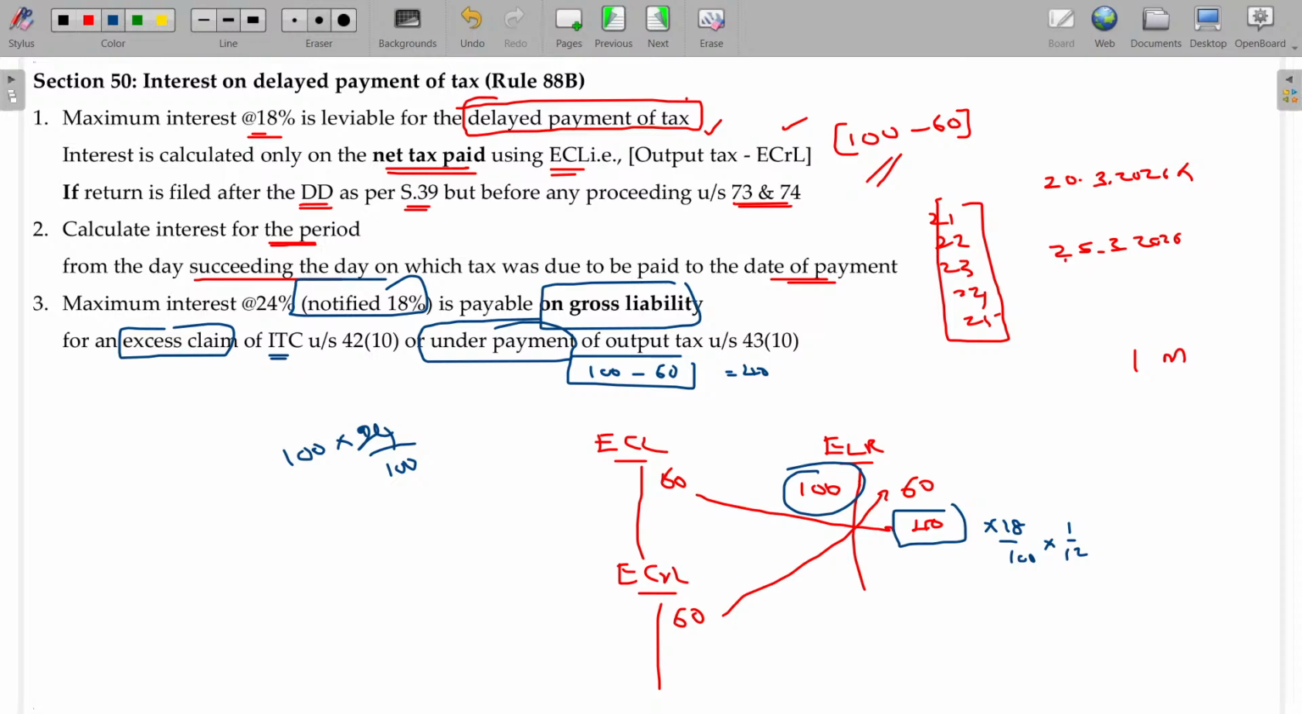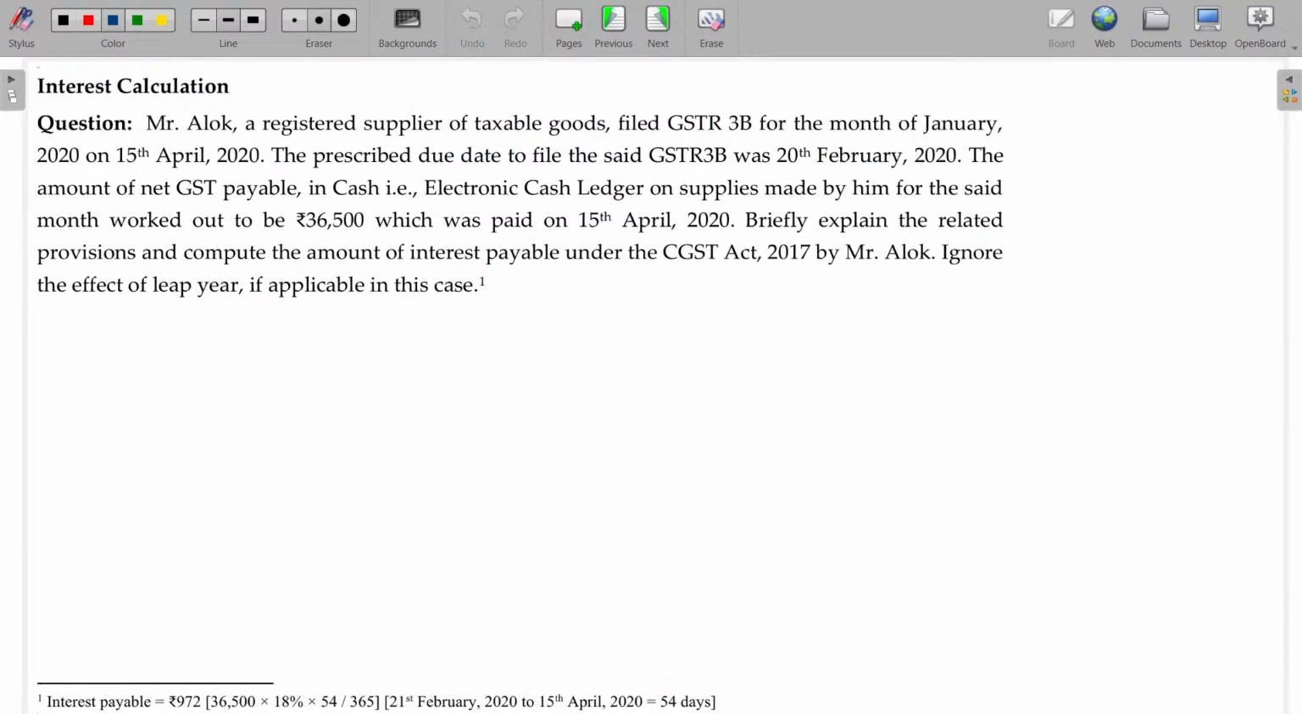If you file late and pay late, only 18% on the net liability. If you claim more ITC or you pay lesser tax wrongly, it is a reversal. While reversing, the gross value paid, either by electronic cash ledger or credit ledger, doesn't matter. For the full value you have to pay at the rate of 18%. With that, section 50, interest on delayed payment, is also over.